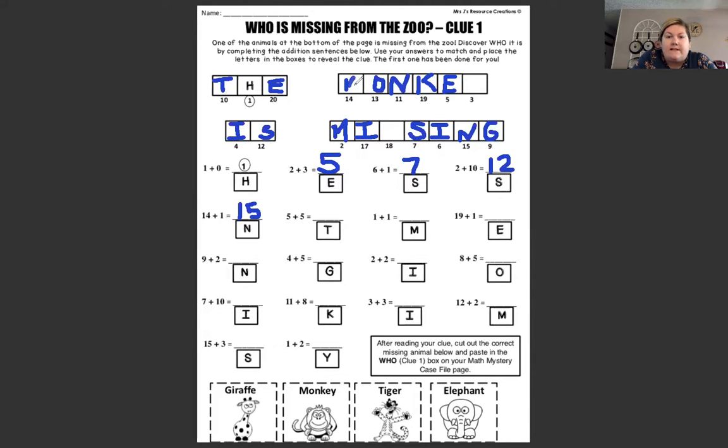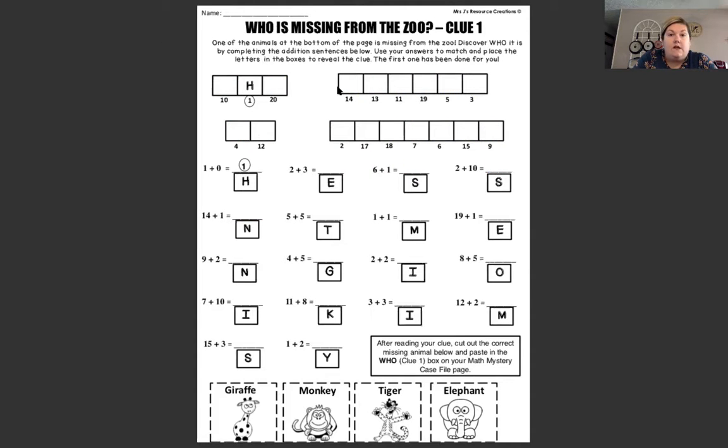And at this point, you guys can start to see what the code is telling us. Okay, so once you have solved all of these problems and inputted the letters into the box, it tells you the monkey is missing. So for your who, it would be monkey. Okay, so you'd have to write the monkey is missing on your paper.